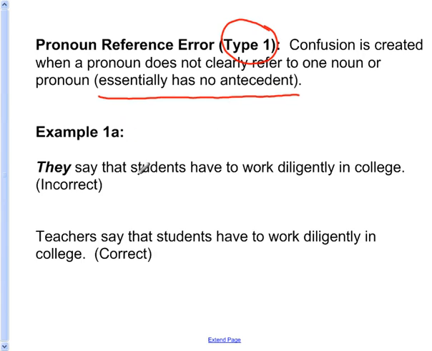Let's look at example 1a. They say that students have to work diligently in college. The problem here is that the pronoun they doesn't have an antecedent. We don't know who they is referring to. We presume it's teachers, but we don't know. Let's look at a corrected sentence. Teachers say that students have to work diligently in college. Here, we've eliminated the pronoun reference problem by getting rid of the pronoun they and replacing it with teachers.